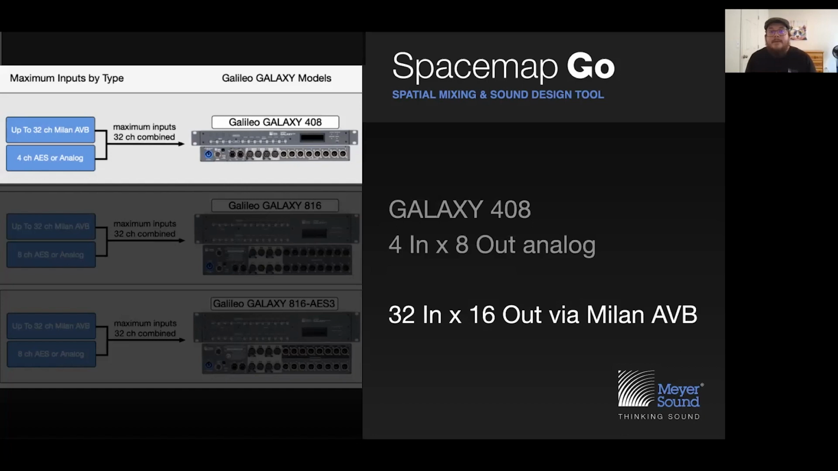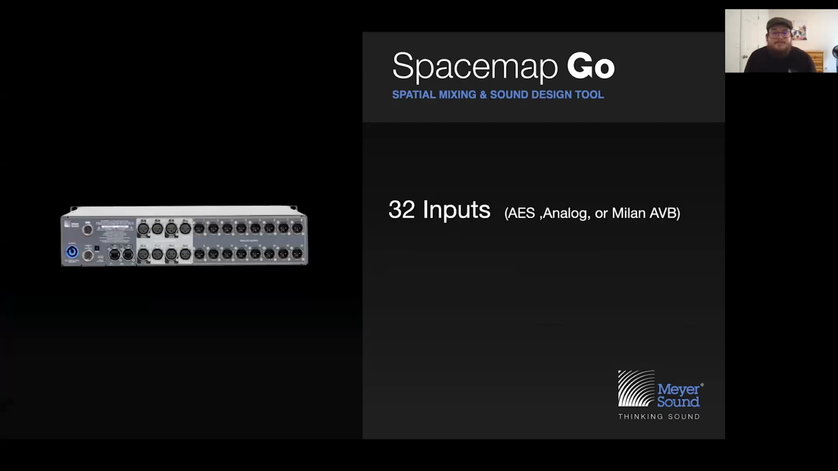So if you're running in a theater or you're on tour, you could use this single rack device to not only tune your PA, but you could put it in line sort of as an effects rack and use it as an immersive processor as well. If your console speaks Milan, it could give you a 16 output immersive mixer. So a single rack unit immersive processor. And of course, the Galaxy 816 can accept 32 inputs via AVB. It can also accept 8 inputs, AES or analog, and it has 16 analog outputs.